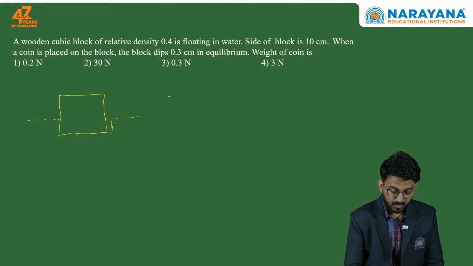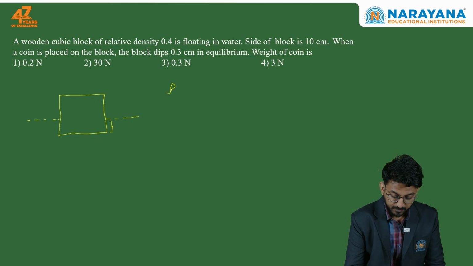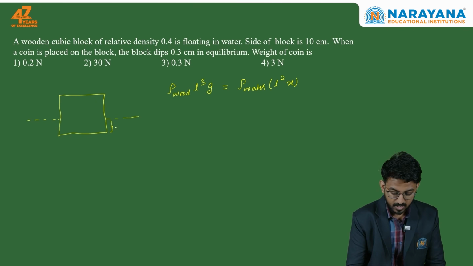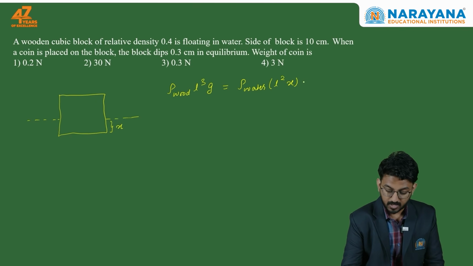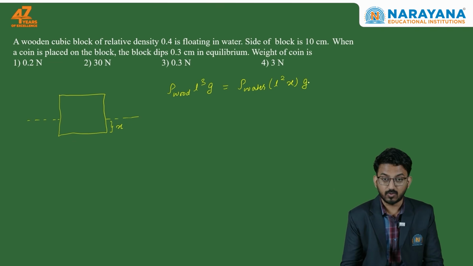So we can apply force balance here. So the weight here is going to be density of the wood, volume, g. Mg is basically equal to density of water, volume displaced here, which is going to be L square into x, where x is the length already inside here, into g. So buoyant force is equal to weight.